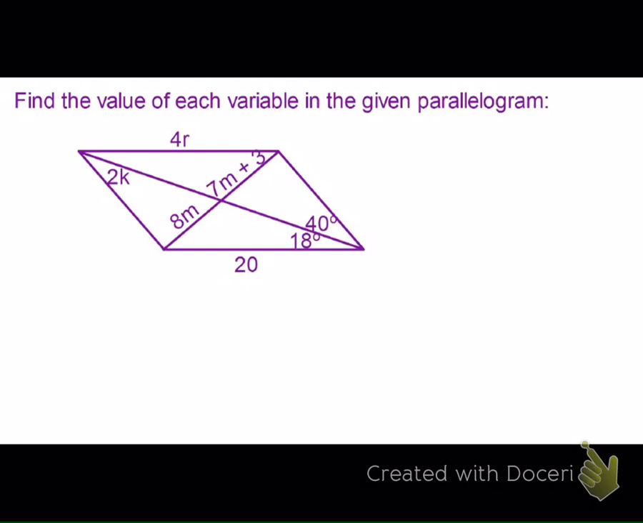Okay, so let's use this. Find the value of each of the variables in this parallelogram. So Dylan, Keith, choose a variable and tell me how you're going to find it. How will you find R? Since 4R equals... Good. So we know opposite sides are congruent. So as Dylan said, 4R is the same as 20 because those are our opposite sides. If we divide by 4, R is 5.